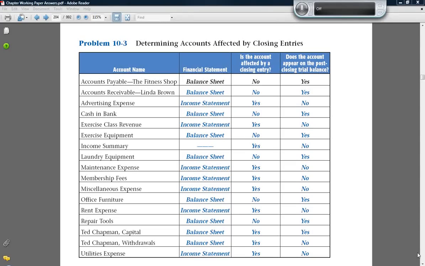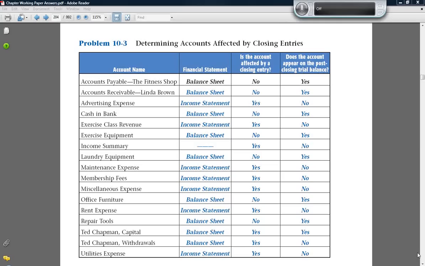In problem 10.3, we're determining accounts that are affected by closing entries. We're given the general ledger accounts listed. We want to indicate which financial statement they appear on, either the balance sheet or the income statement. We want to indicate whether or not it's affected by a closing entry, and then whether it appears in the post-closing trial balance or not.